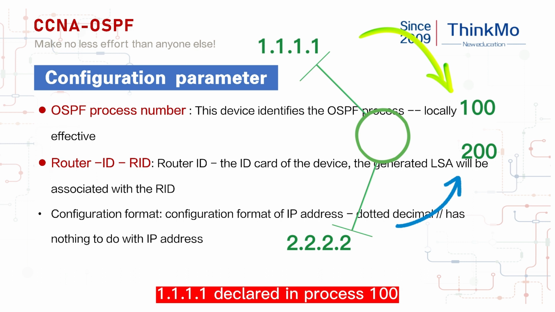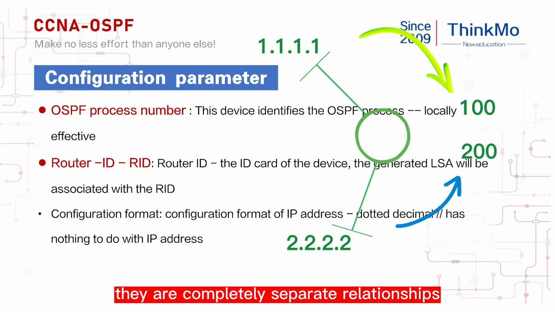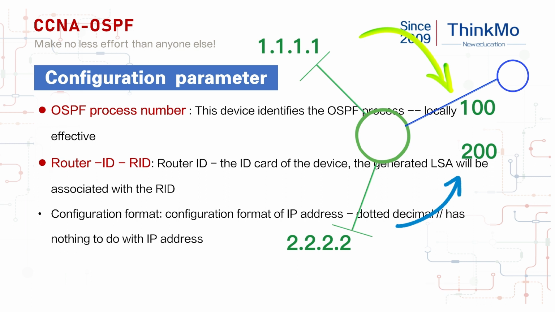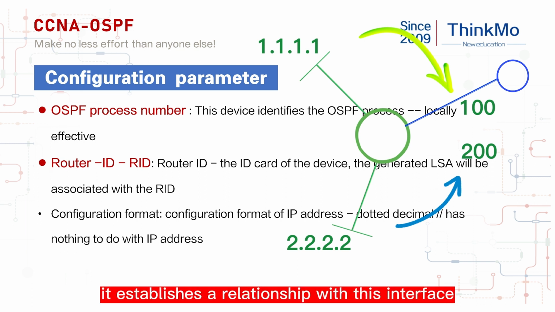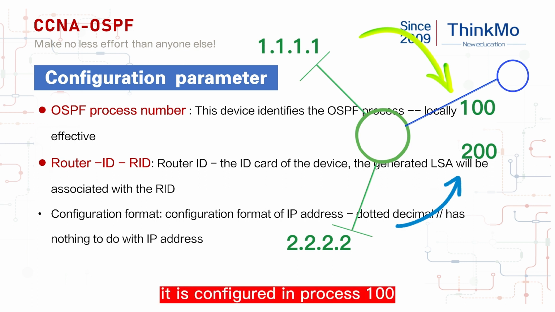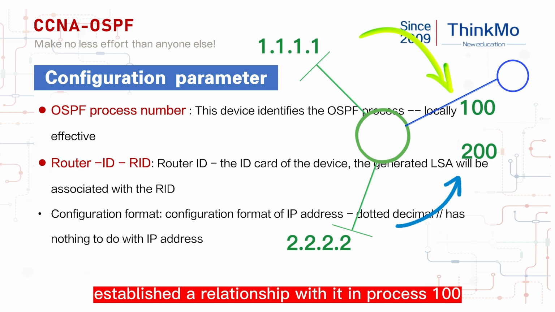1.1.1.1 is declared in process 100. They do not affect each other. They are completely separate relationships. Suppose there is another device in the future. It establishes a relationship with this interface. So now declare. It is configured in process 100. You must have established a relationship with it in process 100.